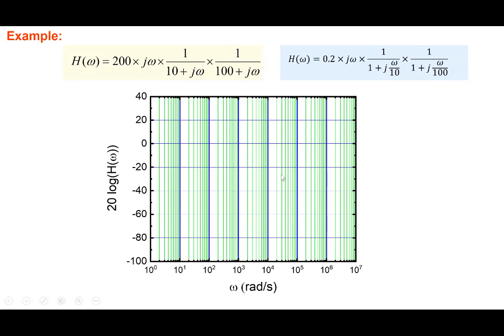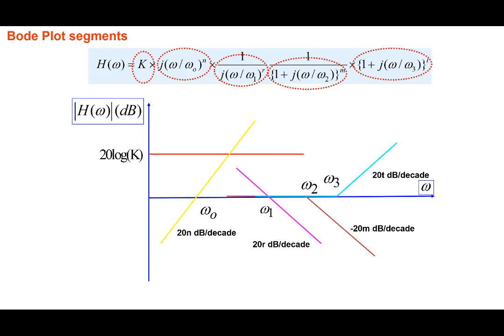So let's practice once more. So let's say you're given a transfer function like this here, 200 j omega over 1 plus j omega by 10 times 1 plus j omega by 100 here. So the first thing is that you should cast each term in the form that we have shown here.